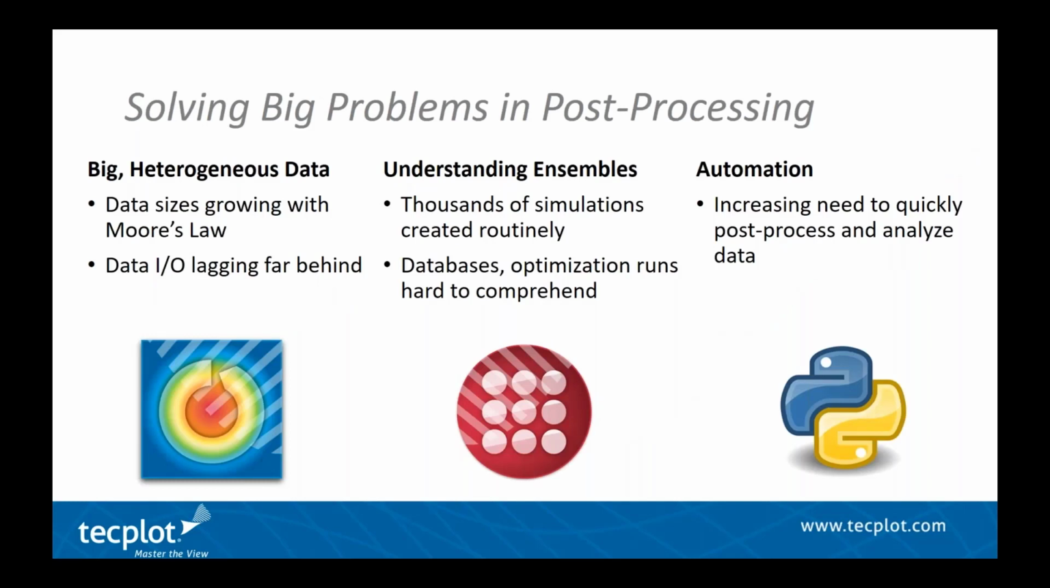We really see that there are three main problems that need to be addressed in the post-processing world. One is data is getting larger with Moore's law. So we've developed a new file format for that called SZL, Subzone Load on Demand. It loads less data, uses less RAM, and you get your data loaded faster.